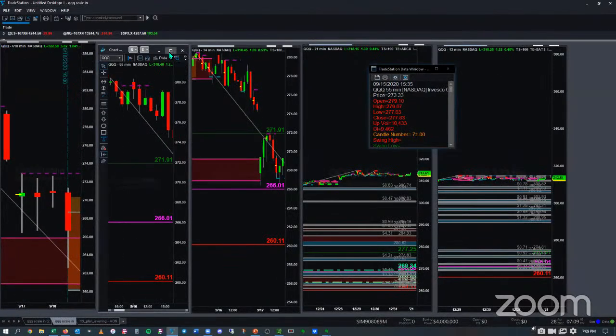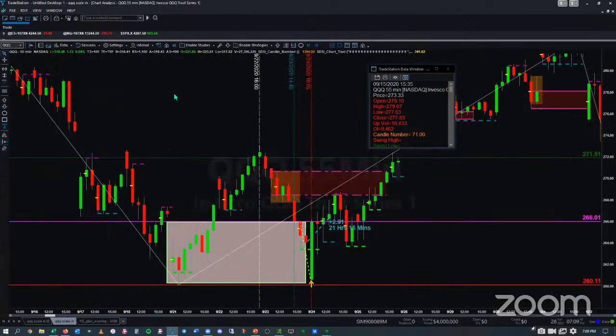Okay, so next we're going to go to the 55-minute. And what I did was I put my fibs on here to show where the original band was on the higher time frame. It gets a little confusing sometimes when you're going from the higher time frame to the lower time frame. So I put a line here.